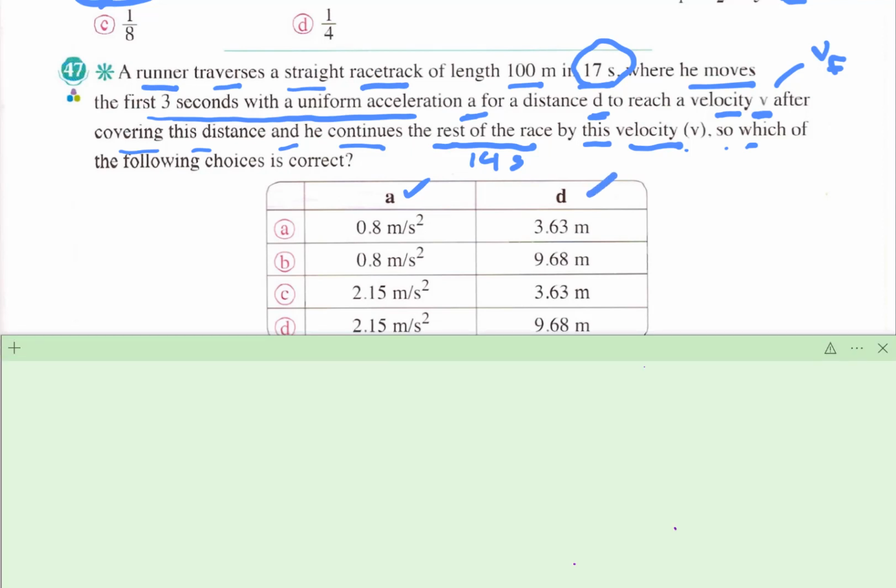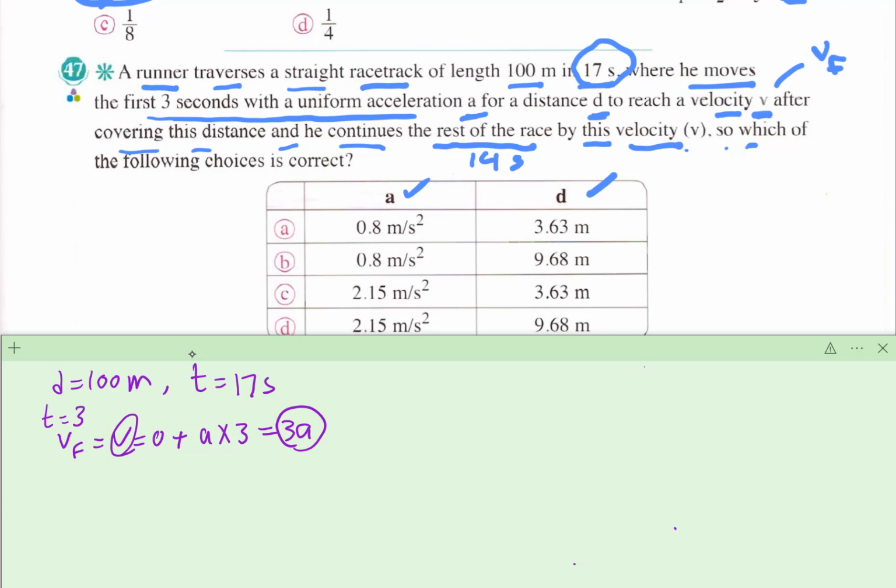Let's solve it together. So the total distance equals 100 meter and the total time equals 17 seconds. Let's speak about the first 3 seconds, from 0 to t equals 3. What do we have? V final, we call it V, equals V initial, he started its motion from rest, so 0, plus AT, A times T equals 3. So V equals 3A. This is the first thing we got.